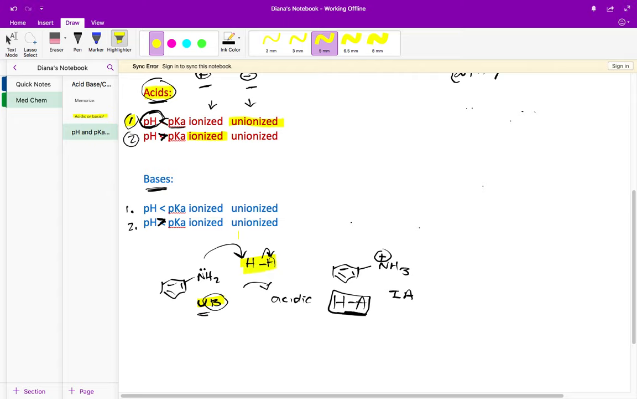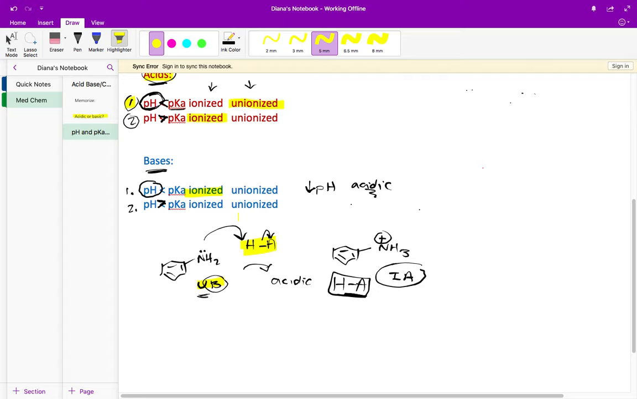Why is it an acidic environment? Well, because we're looking at number one here. We're looking at when the pH is less than the pKa. When the pH is the thing that's lower, when the pH is less, then that's an acidic environment, right? So therefore, the unionized base is going to become an ionized acid, and specifically, it's going to have a positive charge. So that's that answer.